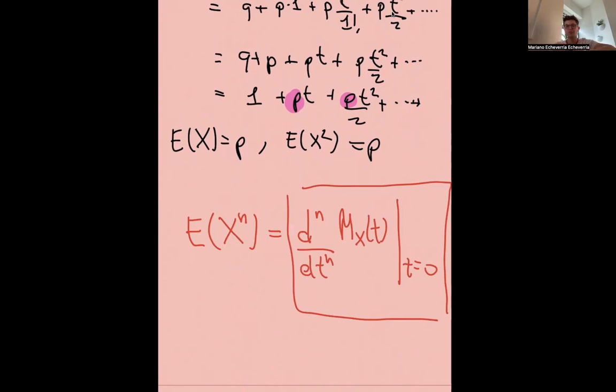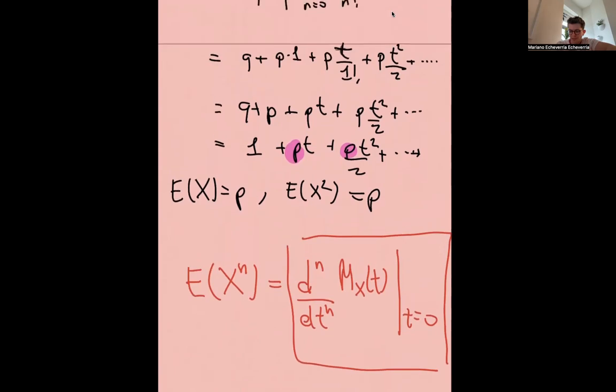So that is in practice how you would determine the moment from the moment generating function. You take the nth derivative, which is essentially the same as reading off the coefficients. For example, if you take the second derivative with respect to t, this goes away, and you are just left with p in this case.